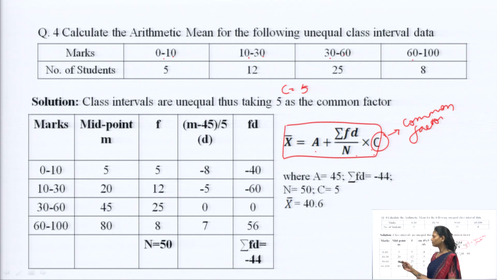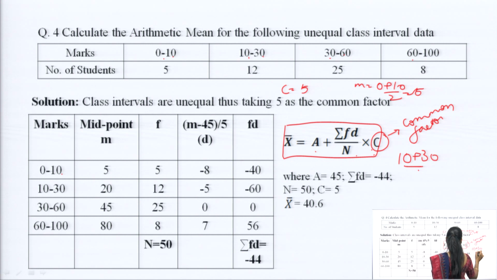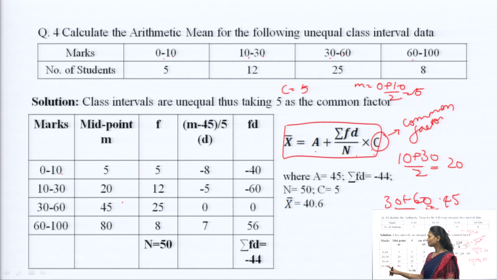Midpoints, in the same manner, we are supposed to calculate. Midpoint m is equal to 0 plus 10 divided by 2, which gives me 5. So, this 5 becomes my midpoint. 10 plus 30 divided by 2 gives me 20. So, 20 becomes my midpoint. 30 plus 60 divided by 2 gives me 45. So, 45 becomes my midpoint. 60 plus 100 divided by 2 gives me 80. So, 80 becomes my midpoint. So, we have obtained the values for midpoint, and we have the frequencies given to us.